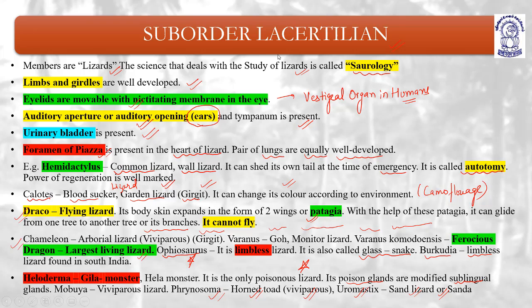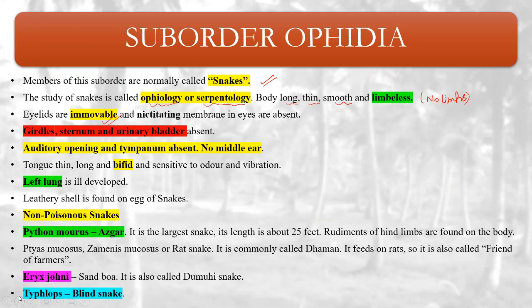In suborder Lacertilia, which includes lizards, the eyelids were movable and the nictitating membrane was present. So when lizards are compared with snakes, lizards have movable eyelids and a nictitating membrane. In case of snakes, the eyelids are immovable and the nictitating membrane is absent. Girdles were very well developed in lizards. Girdles, sternum and urinary bladder are absent in snakes. But in lizards, girdles, sternum and urinary bladder were present.